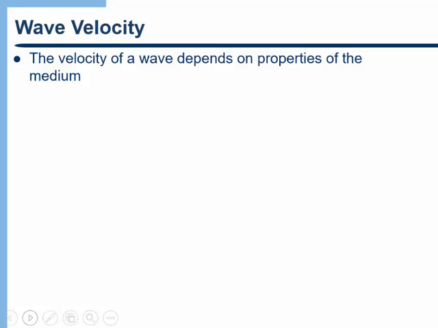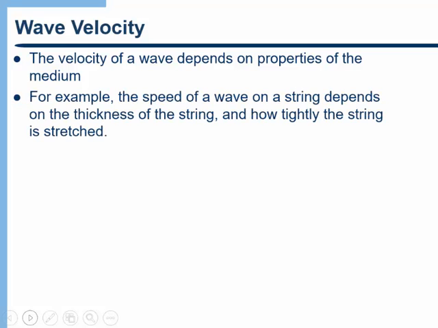Now, it turns out that the velocity of a wave depends on properties of the medium. For example, we've already talked about the fact that for a sound wave, the speed depends on the properties of the air that the wave is traveling through, for example, the air pressure and the air temperature. Another example is the speed of a wave on a string. And we're going to really concentrate for the rest of this chapter mostly on waves on strings. So imagine I've got a string and I shake my hand and I can create a wave traveling down the string. The string is anchored, let's say, at the wall on the right.